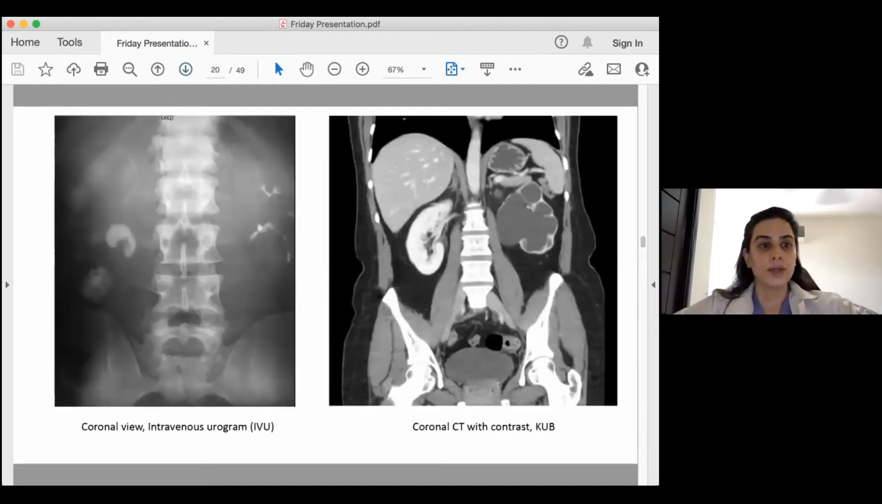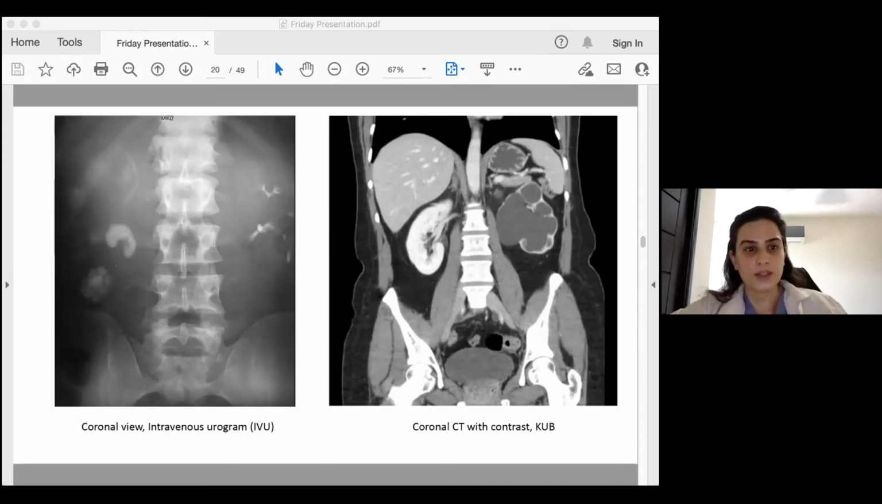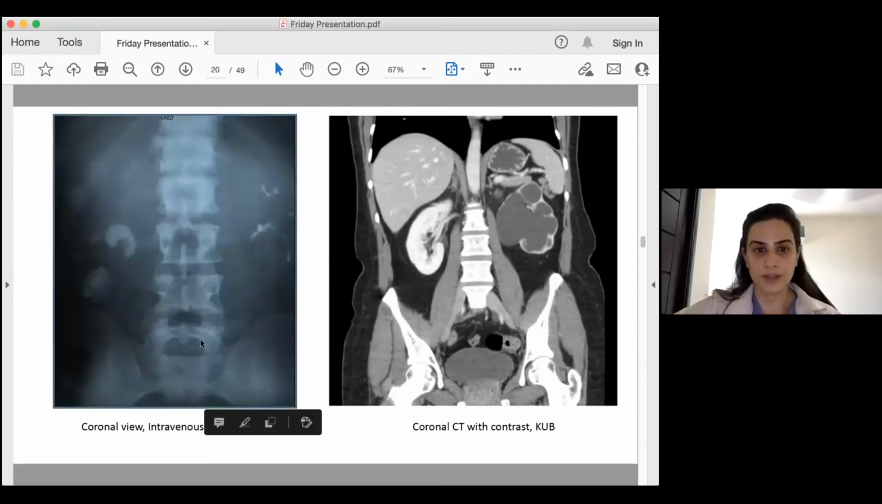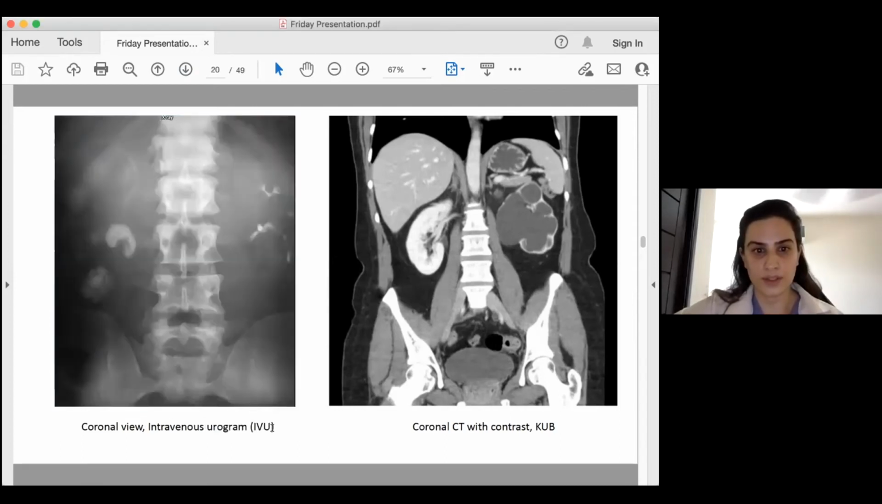Okay, so here in this imaging, just more images of a coronal view of an intravenous urogram, where we can observe in this area that is more radiolucent the actual kidney stones, and here we can observe that the kidney, there is no drainage of the actual contrast material.